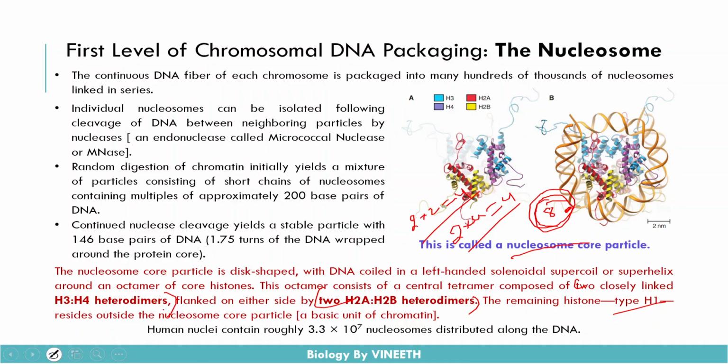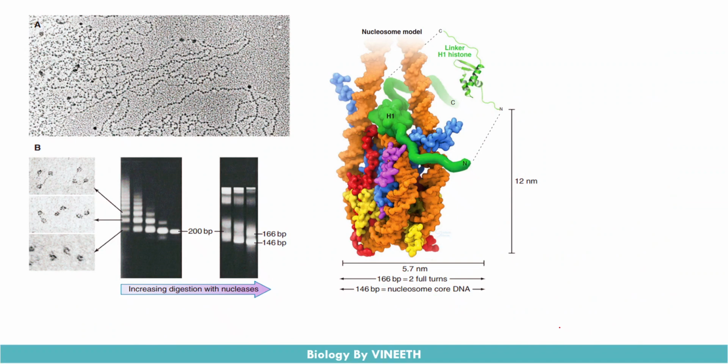If you talk about the number, human nuclei contain roughly 3.3 × 10^7, that means 33 million nucleosomes distributed along the DNA molecule. This is the beads-on-a-string structure you observe under the microscope during the interphase stage of the cell cycle, where the DNA is rapidly replicating or performing some kind of gene transcription.